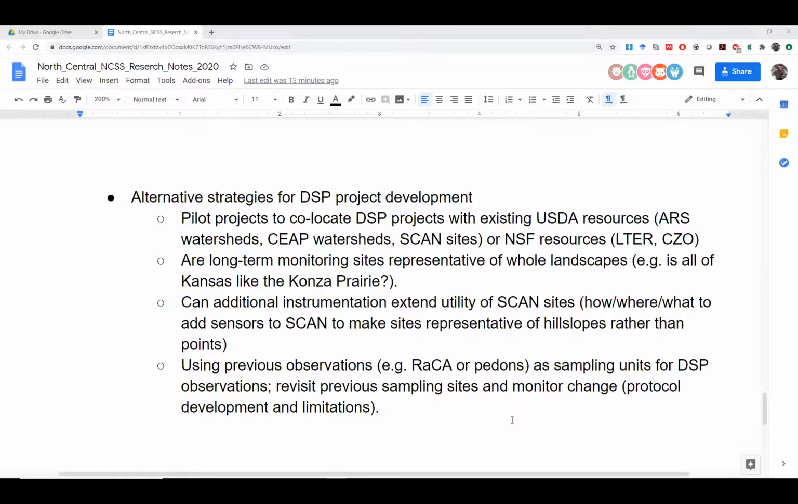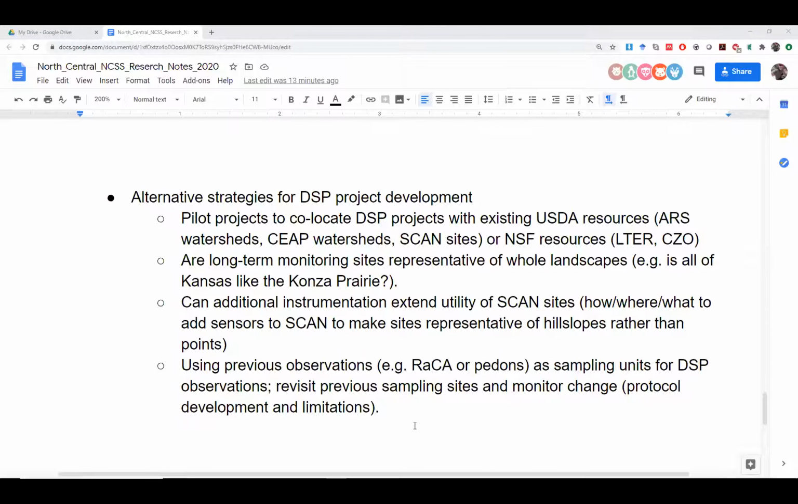And then can we potentially add instrumentation to existing facilities to help provide data or knowledge that might inform some of the spatial scaling of these processes? So is there a way we could add a series of sensors to an existing SCAN site that would make it more representative of the variation of those measurements across a hill slope rather than at a single point or pedon?